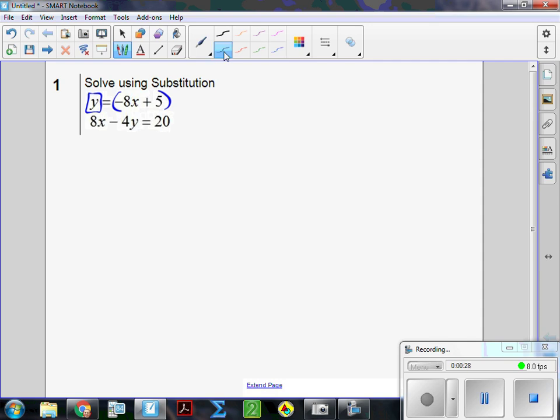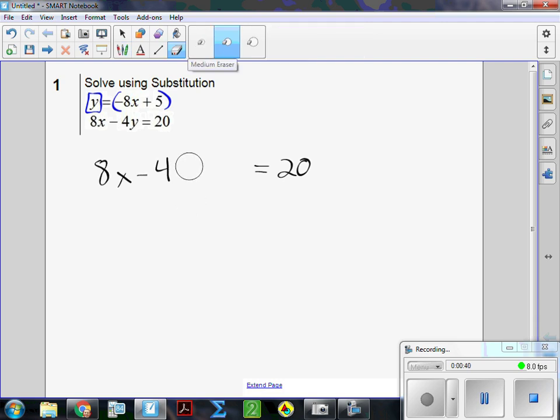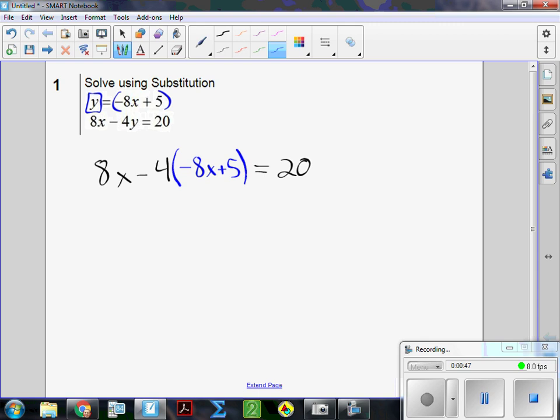In my other equation then, I can take the equation 8x minus 4y equals 20, and instead of writing y, I can substitute in what y equals. Y equals negative 8x plus 5. So I took this expression from one equation and I'm replacing the value of y. Substitution, when done correctly, allows you to take two equations with two variables and combine them in such a way that you get one equation with one variable.